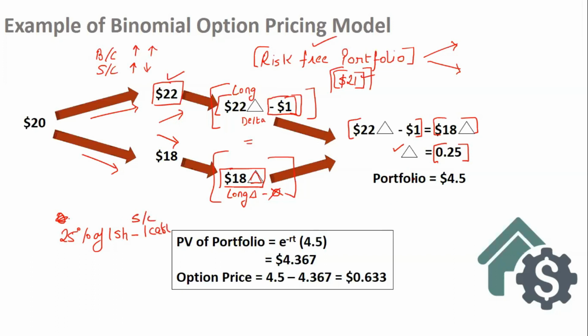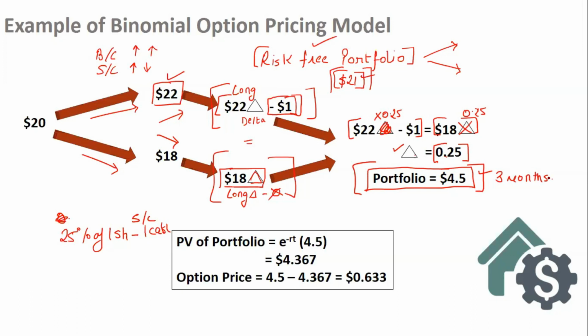Okay. So now, if this is the fraction of shares you need to buy, your portfolio value is going to come out to be 4.5. Why 4.5? You replace delta here with 0.25, and you are going to get the answer $4.5, correct? But this is the value of a portfolio after 3 months.